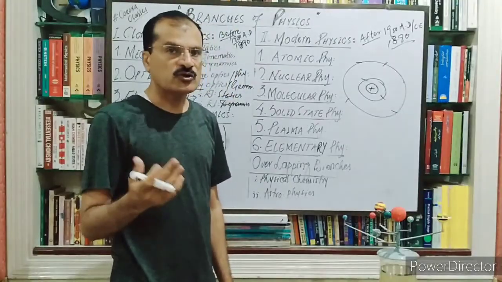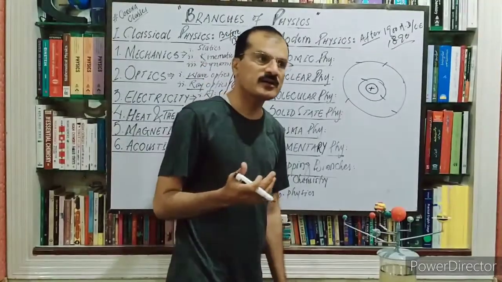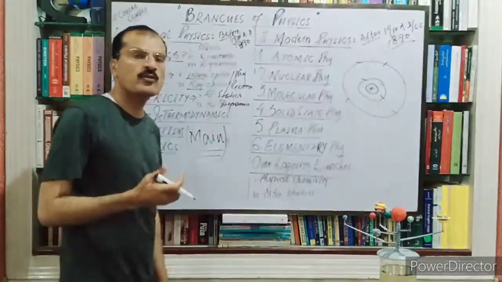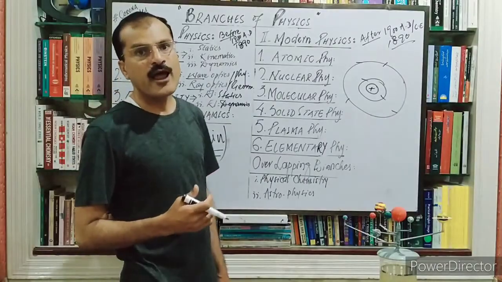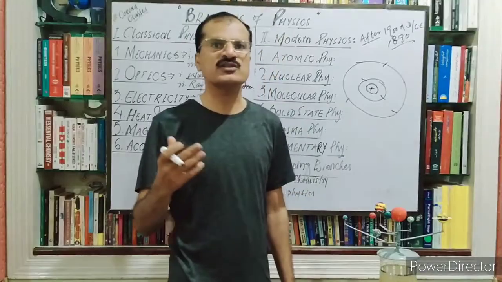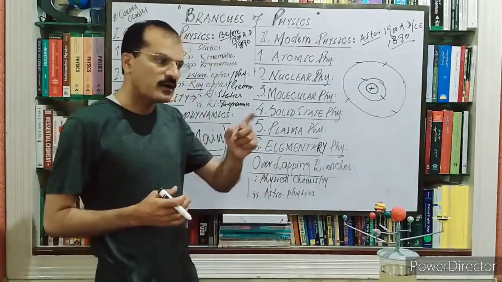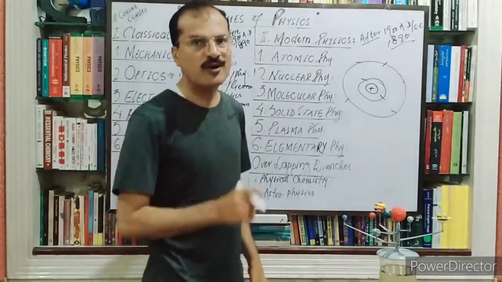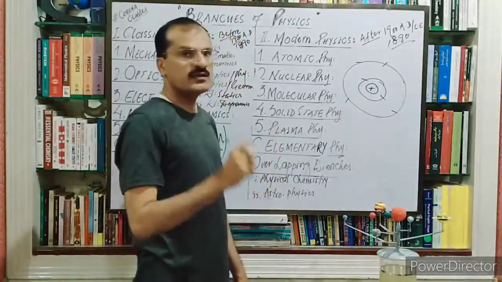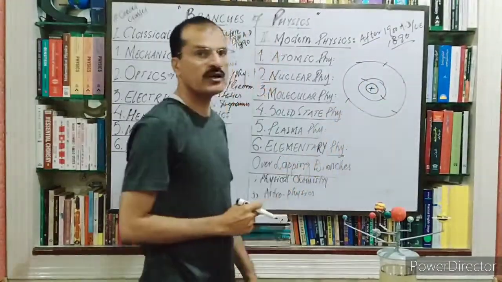Atomic models, you know that different atomic models are there. First was Dalton's model, then J.J. Thomson's atomic model, then Rutherford's atomic model, and the newer ones are Bohr's atomic model, Schrodinger's model, and Sommerfeld's atomic model, but our study is restricted up to Bohr's atomic model. So atomic physics is the study of the electrons which are revolving around the nuclei.